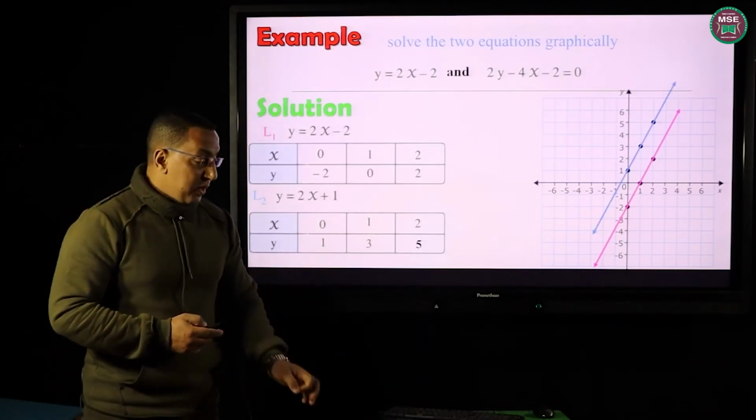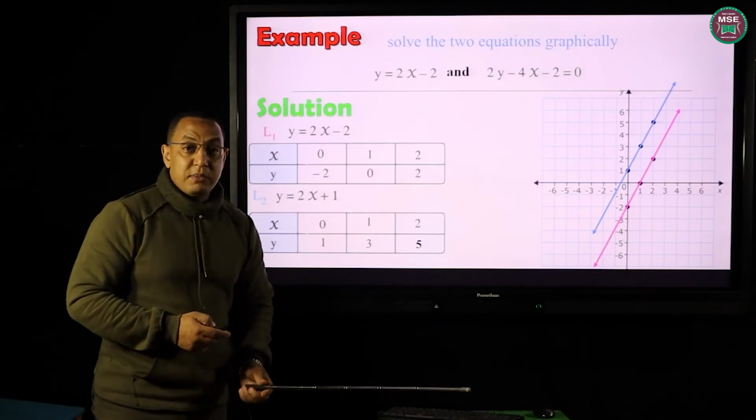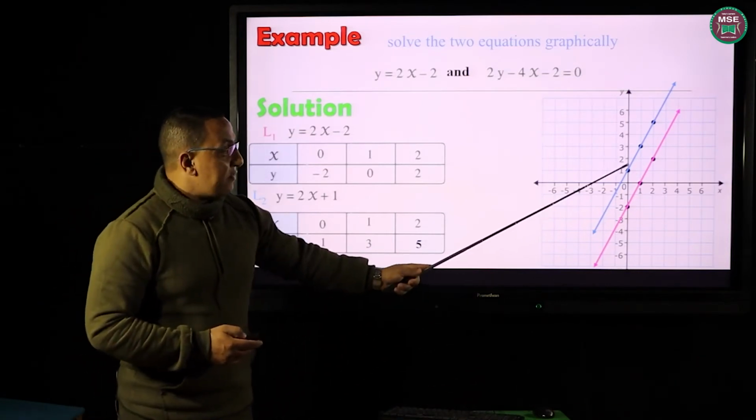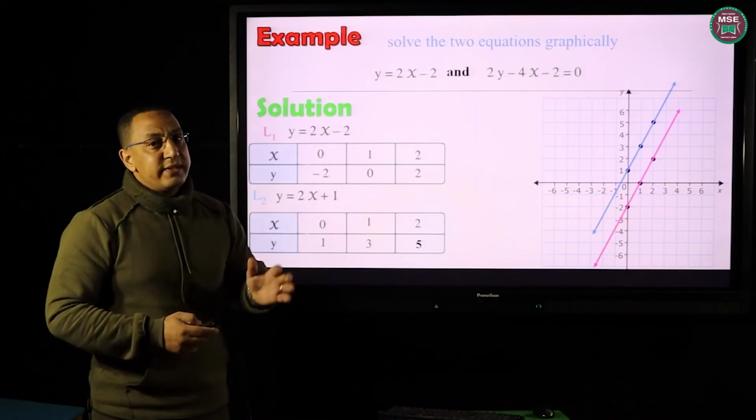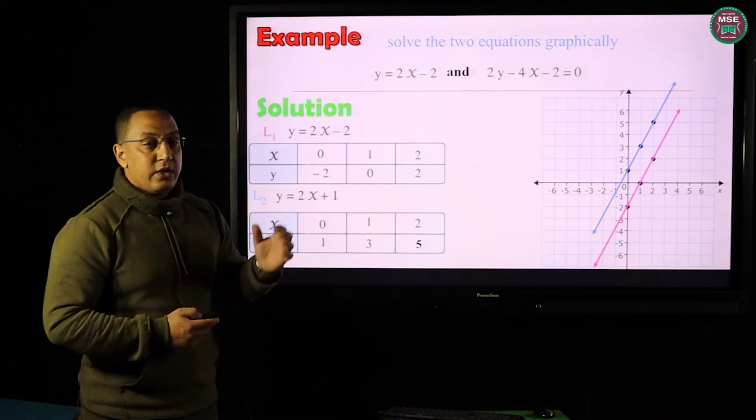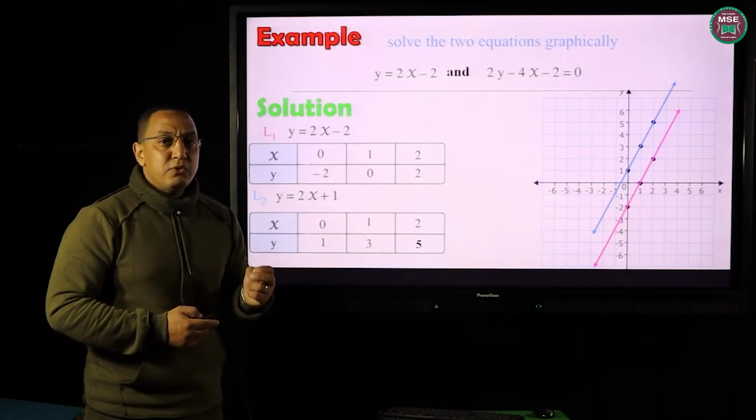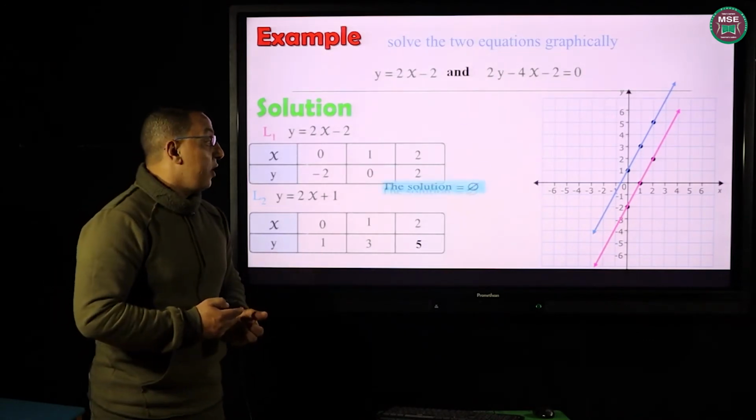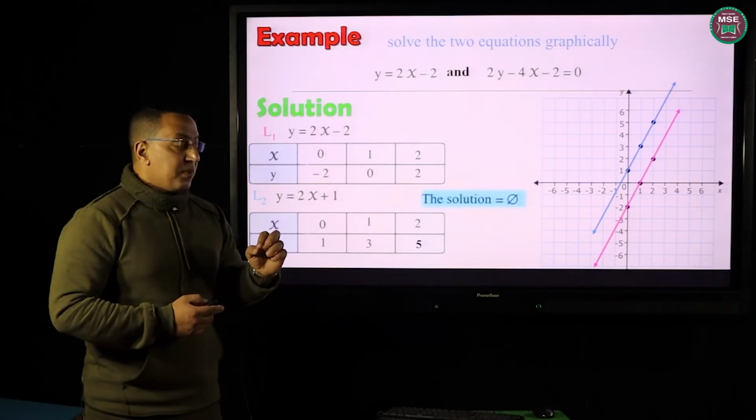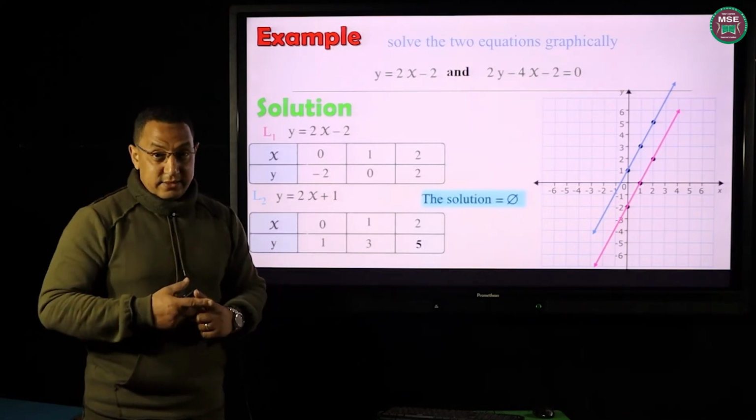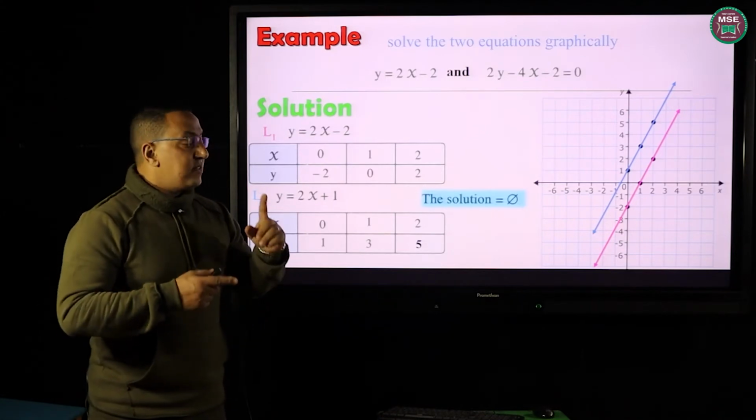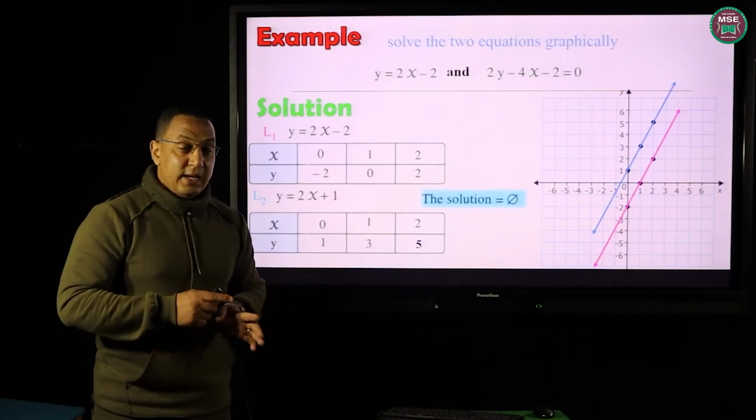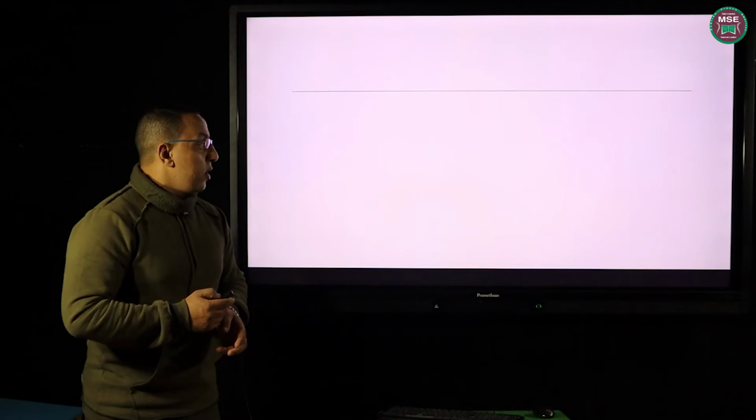Now, by looking carefully, there isn't any intersection between the 2 straight lines. I now have 2 parallel lines. Then there isn't any solution for these 2 equations. Then the solution set of this equation is phi. Okay, so if the 2 straight lines intersect, then the solution is the intersection point. And if the 2 straight lines are parallel, then the solution set equals phi.